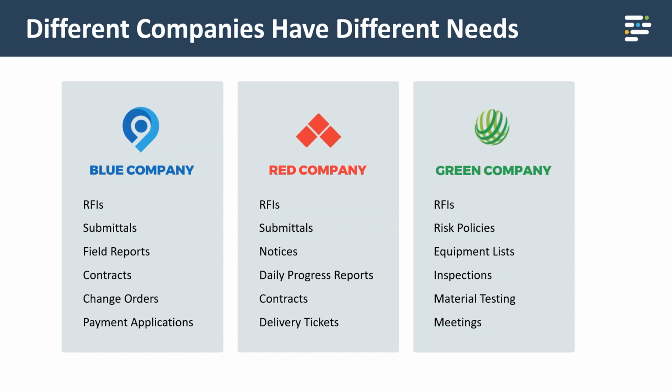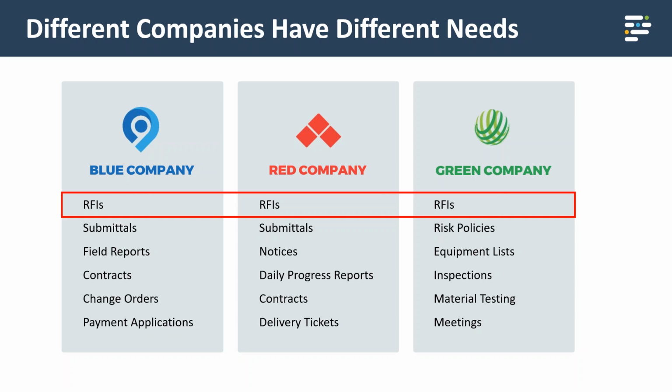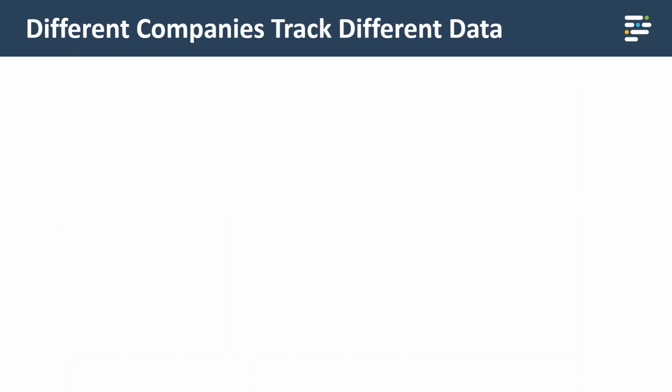Even if we look at the things that are consistent, let's say RFIs or submittals, if we dive into those things, we'll see that what they're really asking for might even be different within that single process. So if we take a deeper dive into RFIs, which seems to be the thing that is consistent within these three companies, we will still see different types of answers.